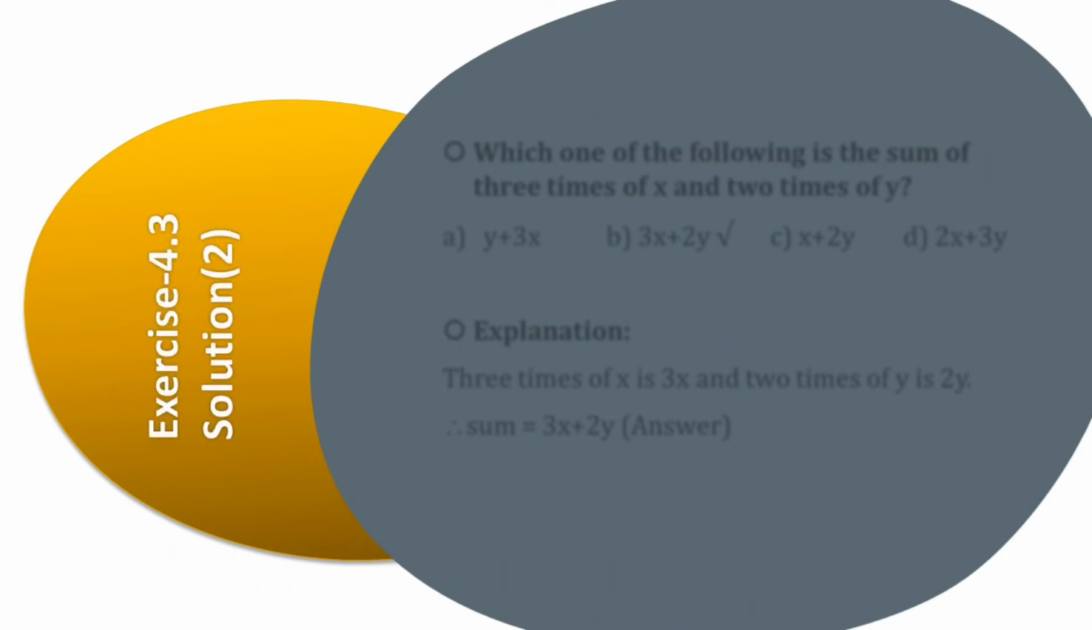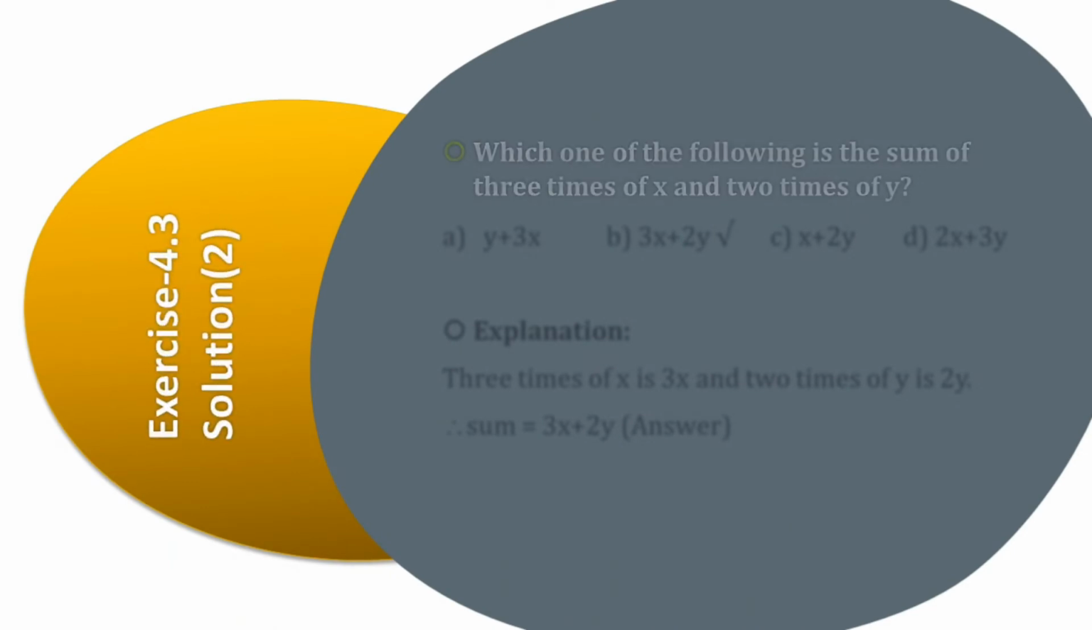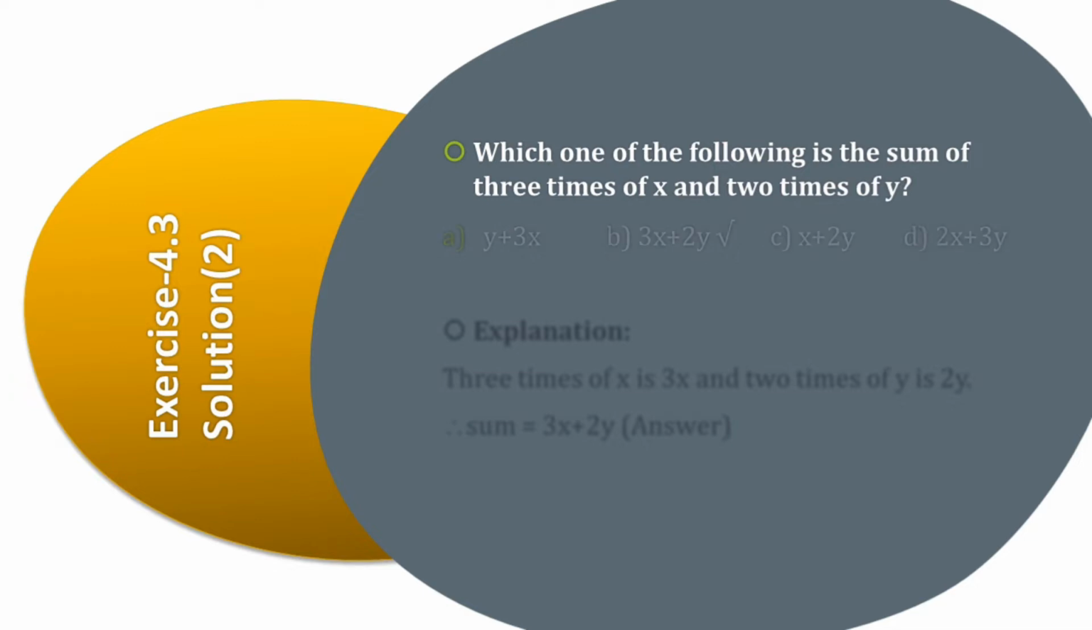Now solution number 2, let us see the question. Which one of the following is the sum of the 3 times of x and 2 times of y? Let us see the options, my dear. These are the options: A, y plus 3x, B 3x plus 2y, C x plus 2y, and D 2x plus 3y. So my dear, this is the tick mark. You can see number B 3x plus 2y. This will be the desired answer. Let us see the explanation how we can get this result. So this is the explanation.